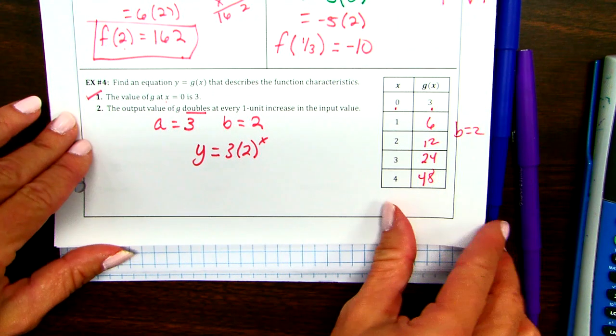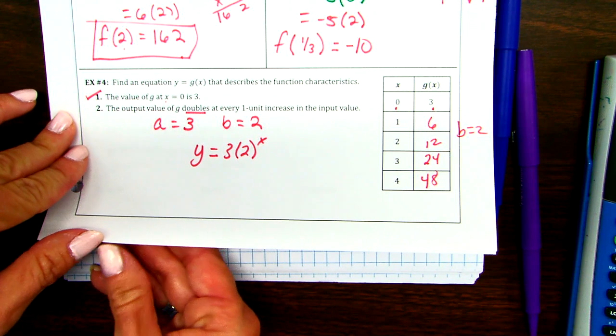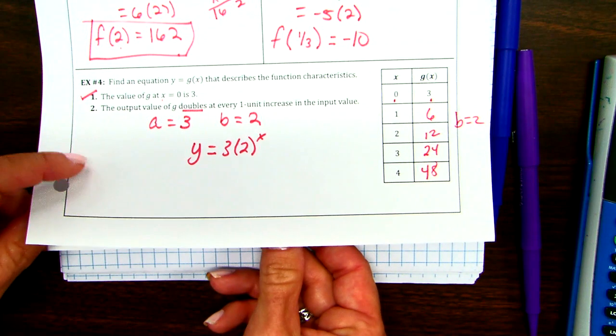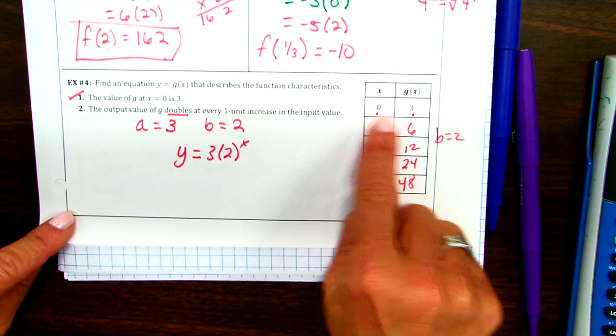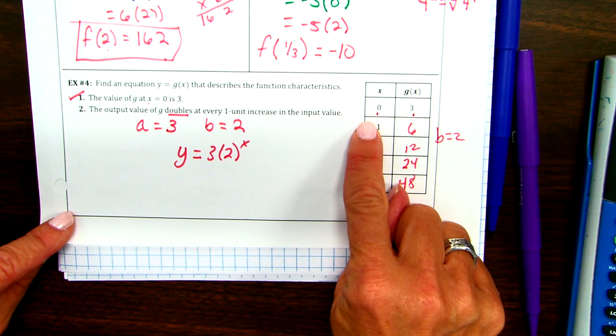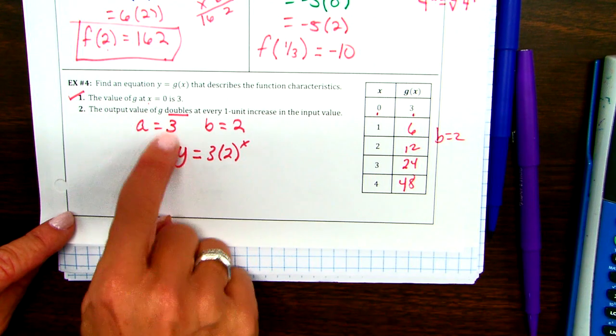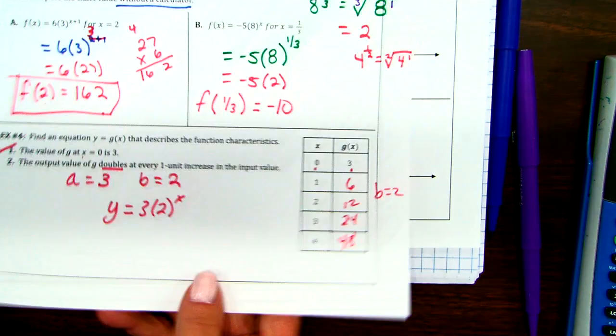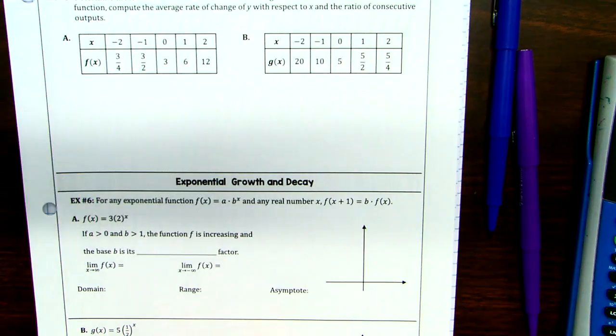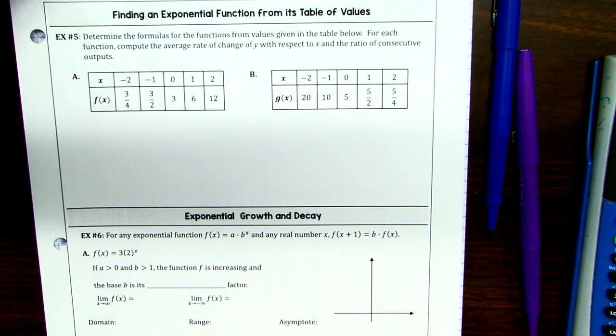A couple more on the next page. We're going to do example 5 and 6, not 7. When x is 0, that's your y-intercept, and a is your y-intercept, your initial value. Same thing for these. Same exact thing.